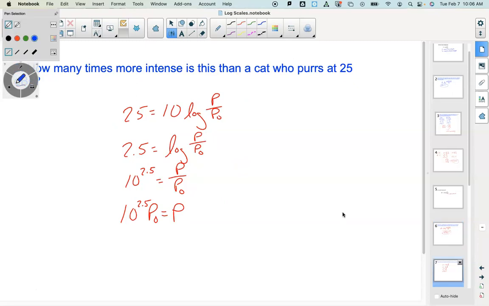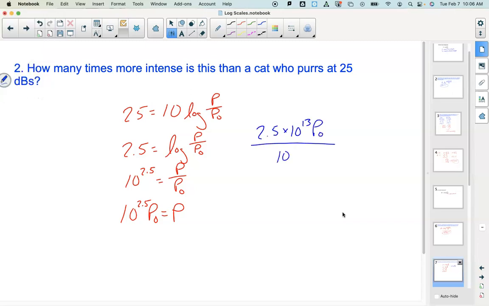So let's take 2.5 times 10 to the 13th P sub 0 and divide it by 10 to the 2.5 P sub 0. Now the P sub 0's cancel. Notice it's a multiplication, a product on the top, and division on the bottom. When we multiply and divide, order doesn't matter. So I'm going to say this is 2.5 times 10 to the, what do we do with exponents when we divide? We're going to subtract, to the 11.5.